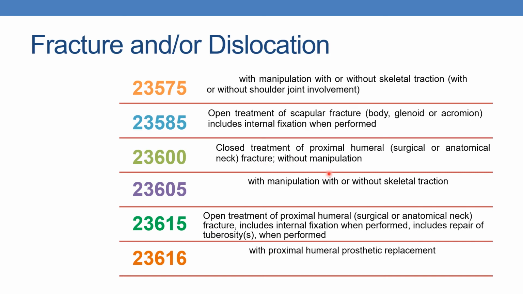Next is 23600. Closed treatment of proximal humerus fracture without manipulation. The next is 23605. Closed treatment of proximal humerus, surgical or anatomical neck fracture with manipulation with or without skeletal traction. The next is 23615. Open treatment of proximal humerus fracture, including internal fixation when performed, includes repair of tuberosity when performed. The next is 23616. Open treatment of proximal humerus fracture, including internal fixation when performed and repair of tuberosity when performed, with the proximal humerus prosthetic replacement.